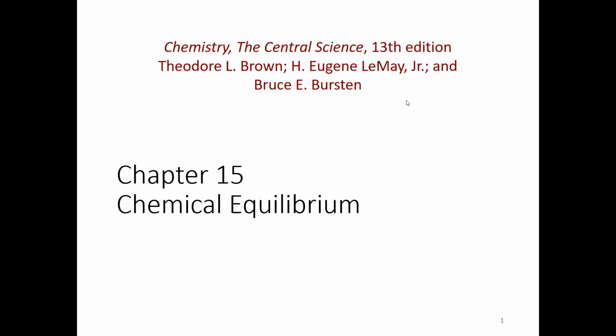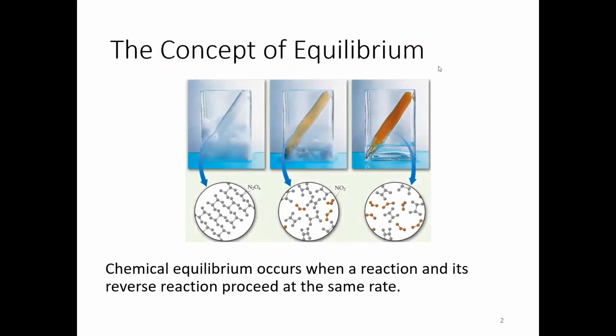All right, so chapter 15, what we're going to be looking at is chemical equilibrium. And when we're looking at chemical equilibrium, what we're going to see is that with these reactions, when they're at equilibrium, what that's going to mean is that the forward reaction is going to be occurring at the same rate as the reverse reaction.